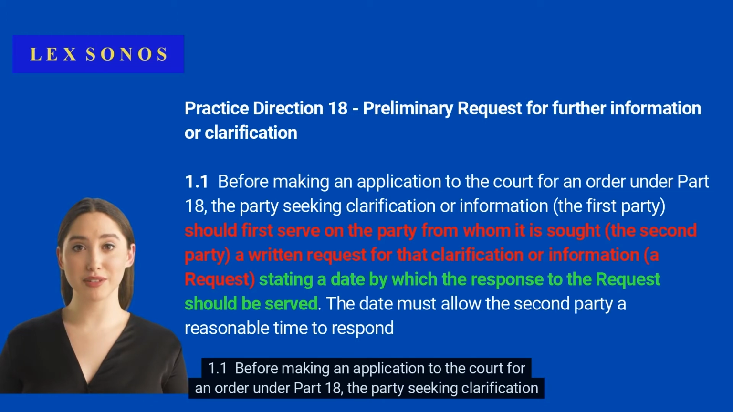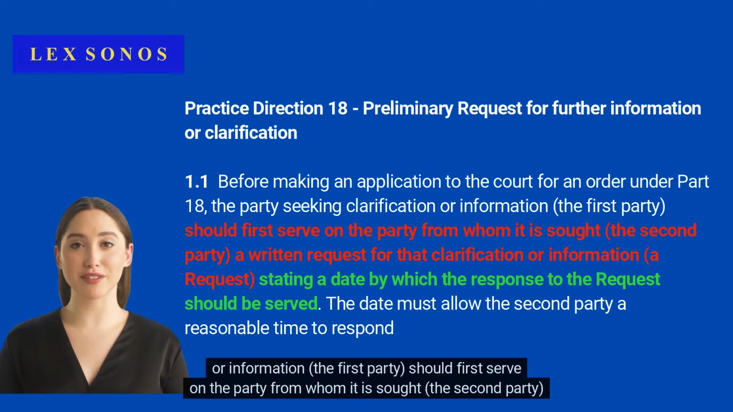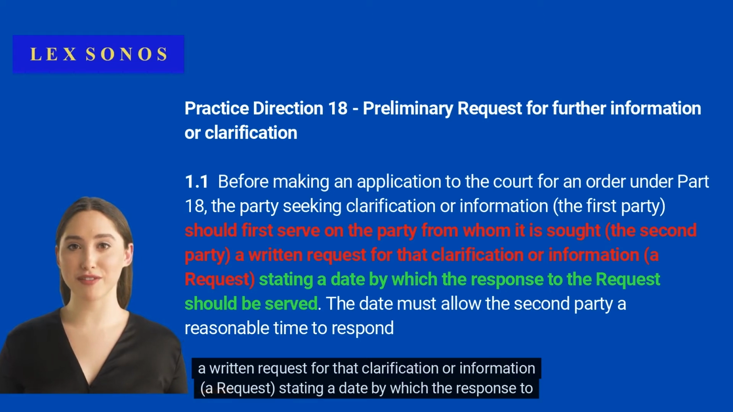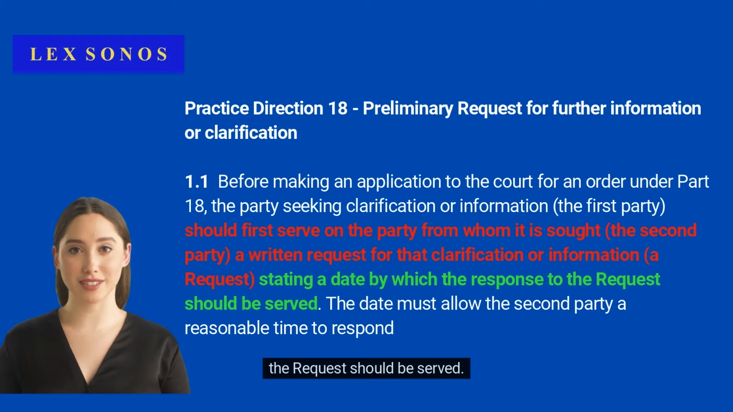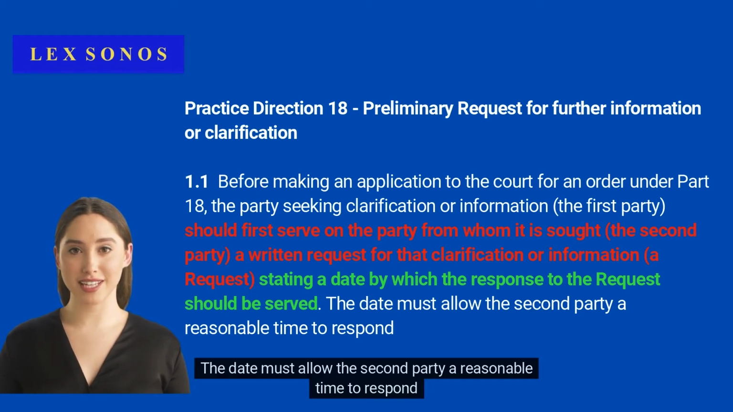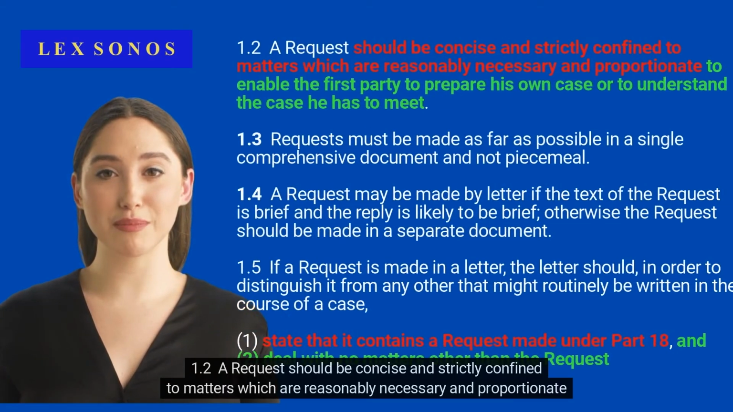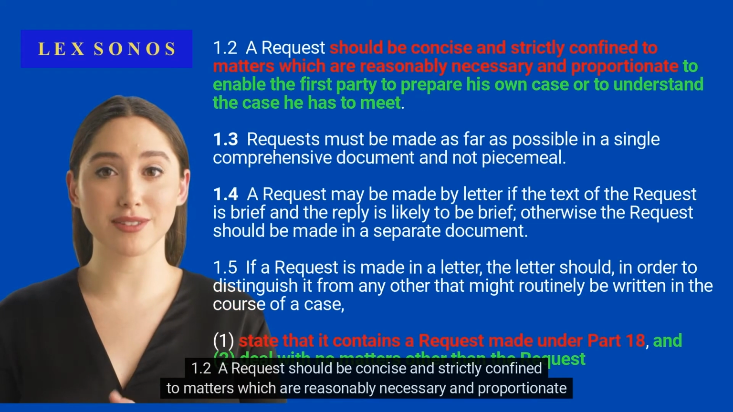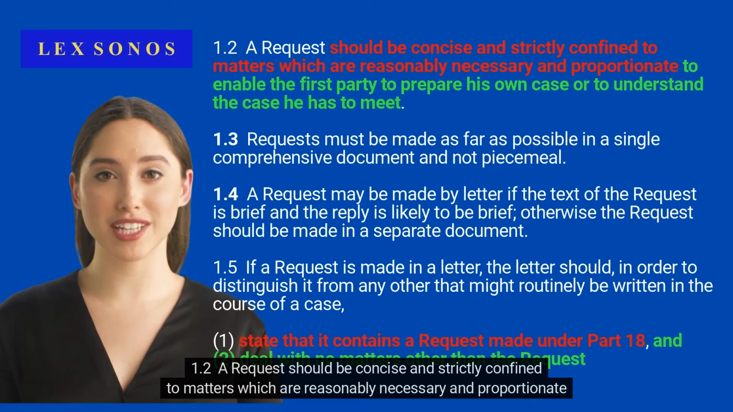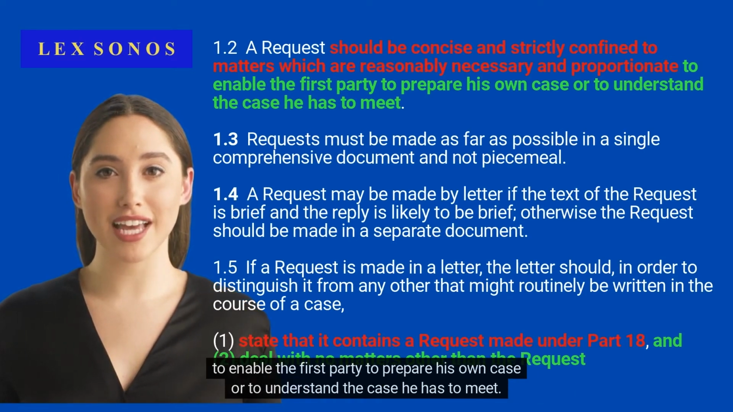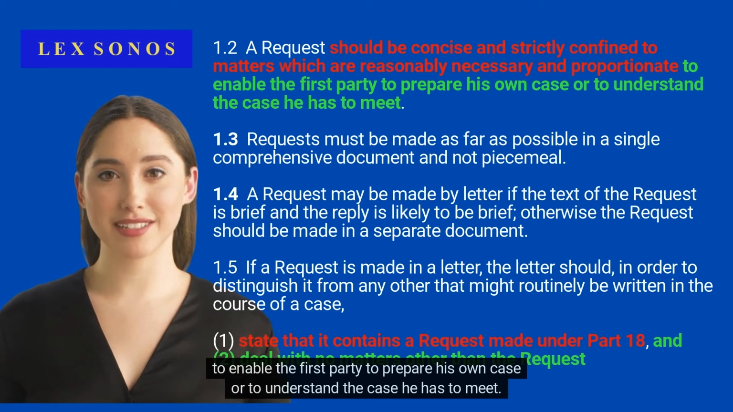1.1 Before making an application to the court for an order under Part 18, the party seeking clarification or information, the first party, should first serve on the party from whom it is sought, the second party, a written request for that clarification or information, a request, stating a date by which the response to the request should be served. The date must allow the second party a reasonable time to respond. 1.2 A request should be concise, and strictly confined to matters which are reasonably necessary and proportionate to enable the first party to prepare his own case or to understand the case he has to meet.